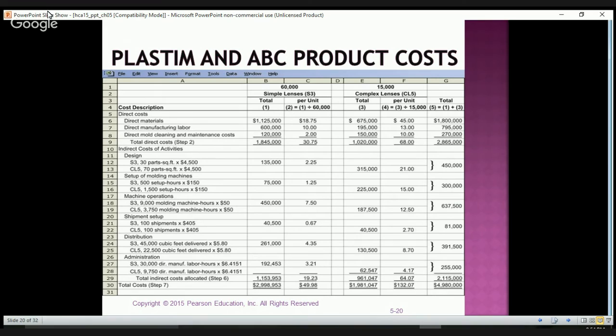$132 per unit. Now, if you go back to when we did this in the first place, we drove the cost down, by getting more detailed, by only about almost $10 for the S3 unit. But we also found out that we are actually undercharging for the CL5 unit. We originally thought our cost per unit was $97 and now it's $132. So a huge difference there.